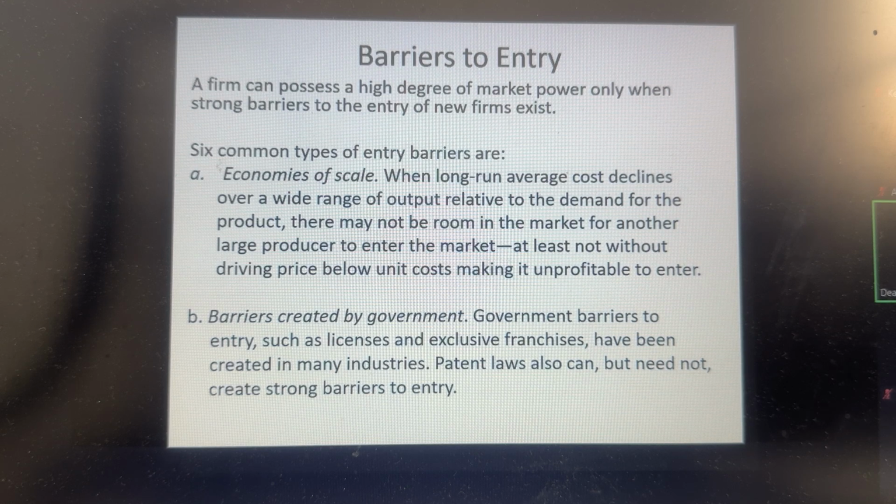And another reason is barriers created by the government. Government barriers to entry, such as licenses for petrol sheds and liquor. Those are very much debatable topics these days in the country. And franchising. Without permission from the government or authority, you cannot start the business. And also patent rights. They also become a barrier to entering the market.